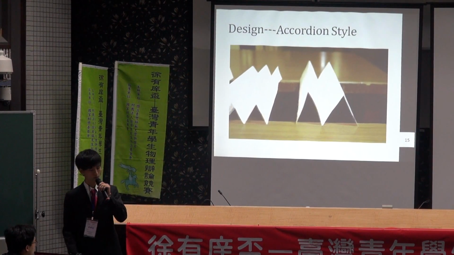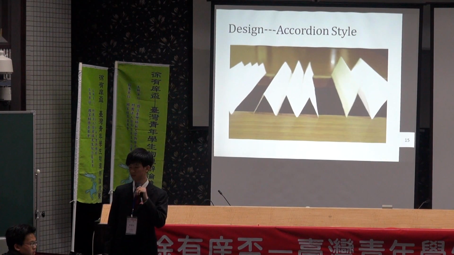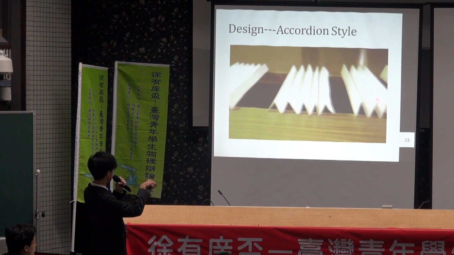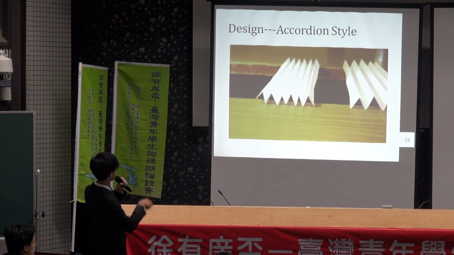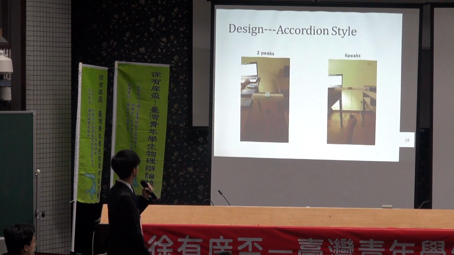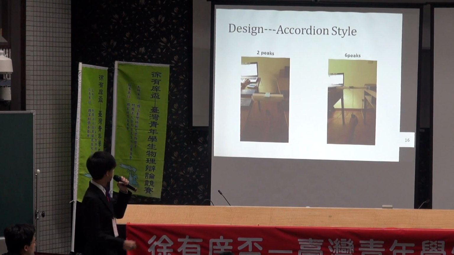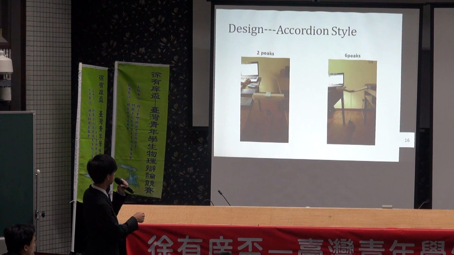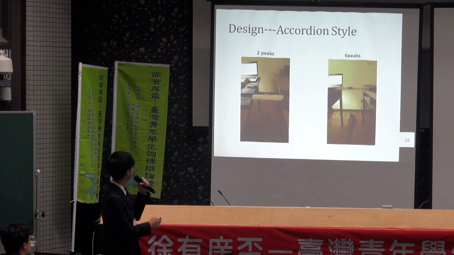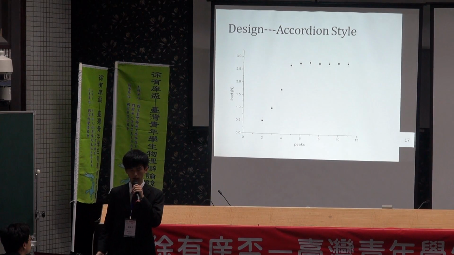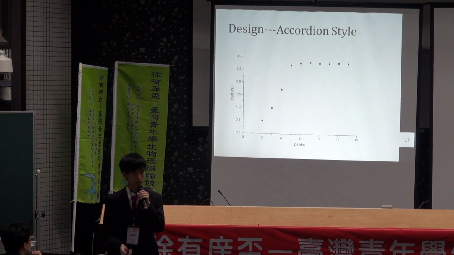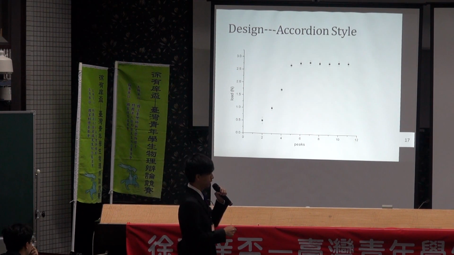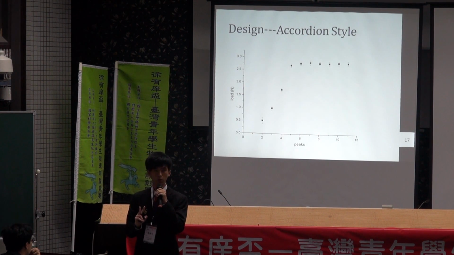This is our first design, the accordion style. And this is the 3 picks, 4 picks, 5 picks, and the 6 picks. As you can see, the 2 picks is easy to collapse, and the 6 picks is harder to collapse. In our experiment, we get this graph, and it's quite interesting because it's obvious there are 2 regimes.